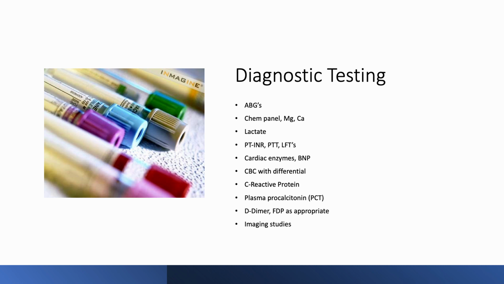Sometimes it's used in place of lactate, but lactic acid is more common, or lactate. D-dimer, fibrinogen, fibrin degradation products, or FDP, to assess for clot formation, especially in cases of DIC. You also want to get some imaging studies to locate the source of the infection. It could be a chest x-ray, CT scan.